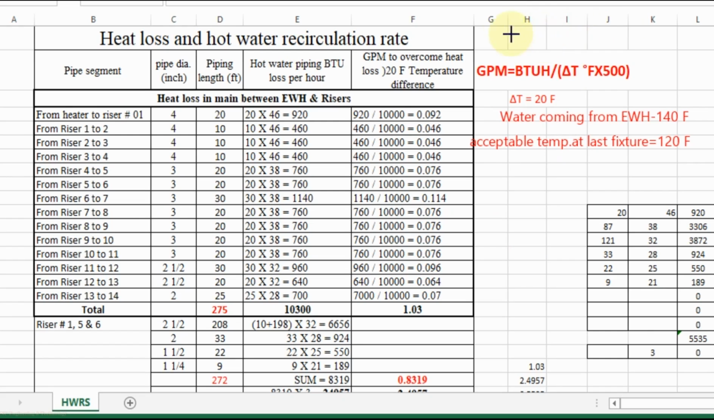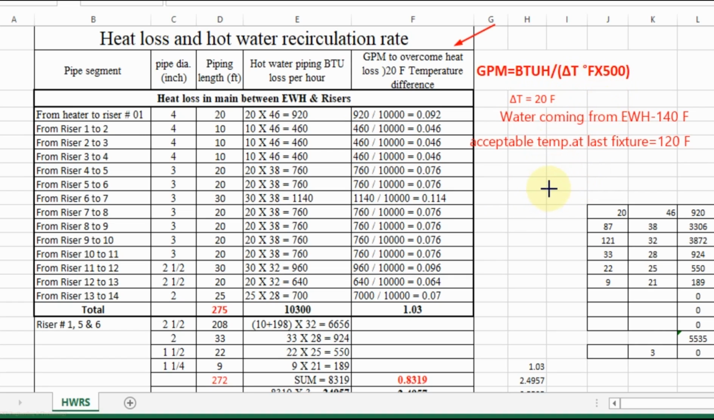Now we will calculate the GPM required to overcome heat loss in each pipe segment. We have the formula for GPM: GPM equals BTU per hour divided by delta T times 500.